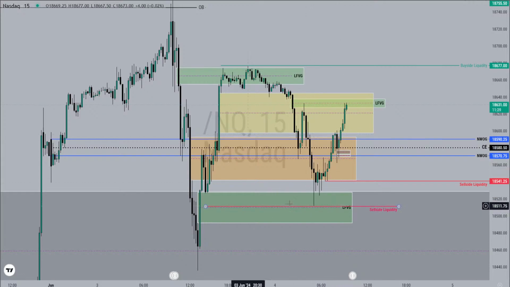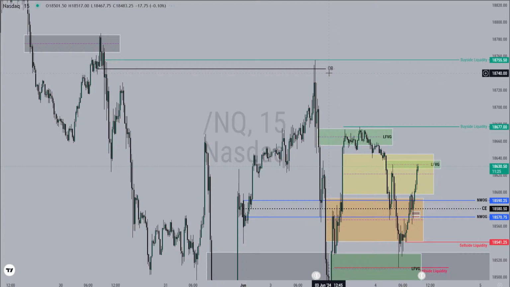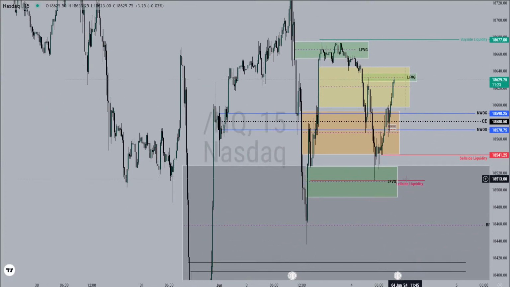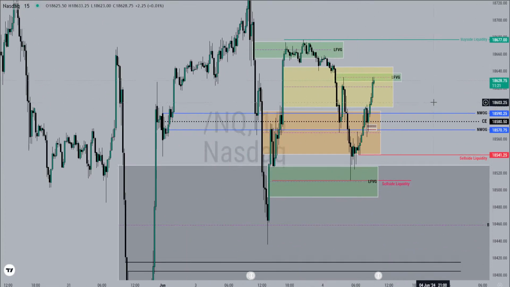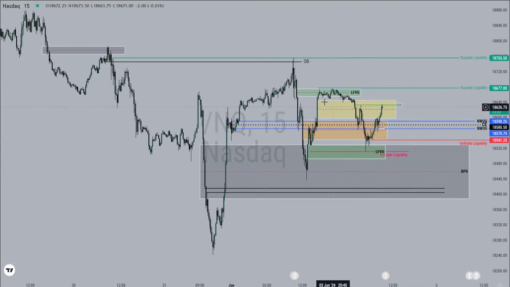The market can also just leave the liquidity for NFP. Maybe this buy side liquidity the market will leave for NFP, maybe this sell side liquidity the market will leave for NFP, around that area. Until now, price is between this leg.